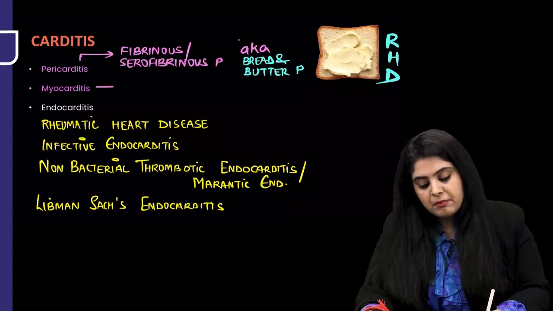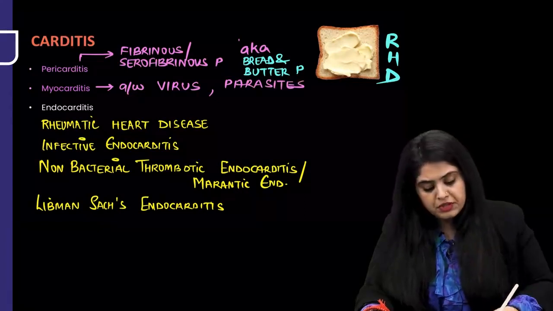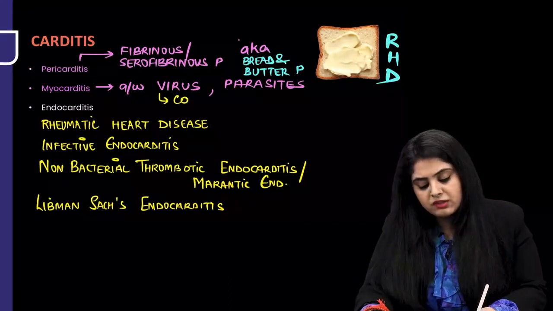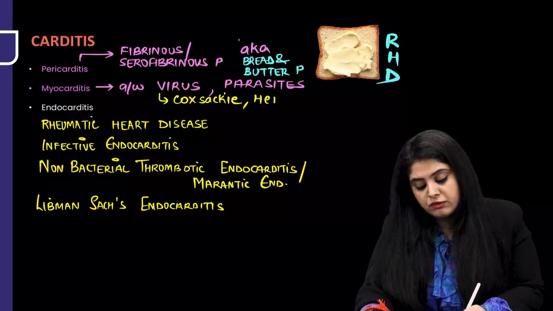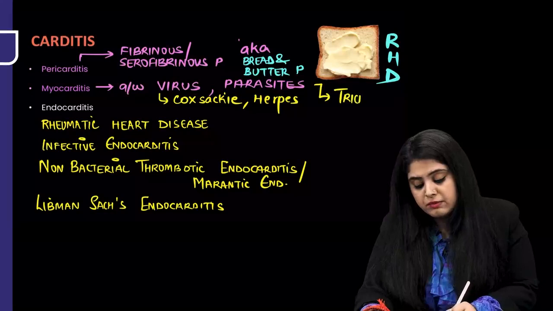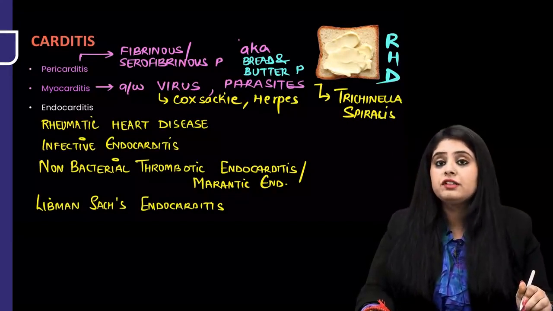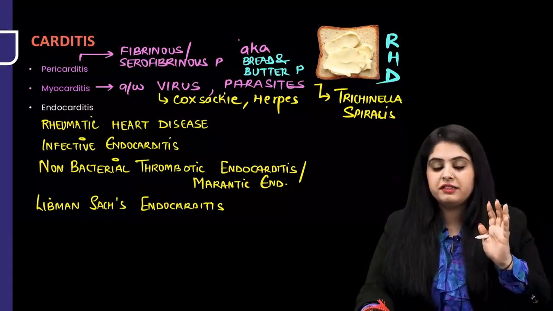So please remember, myocarditis is associated with certain viruses and certain parasites. The list is never ending. I'm telling you the most important thing. Among viruses, always remember, Coxsackie is one very famous virus. And herpes is also famous. Herpes and Coxsackie, very famous. Talking about parasites, most important, Trichinella spiralis. Go to your microbiology portion and you will know that this is very important. Trichinella spiralis, very important to cause myocarditis. So viruses and parasites cause it.